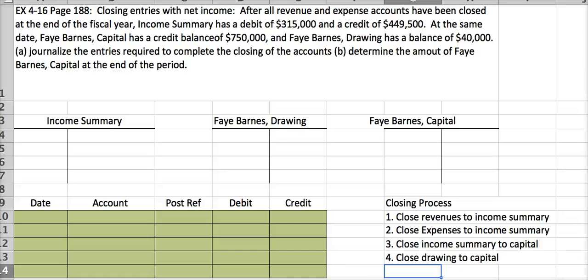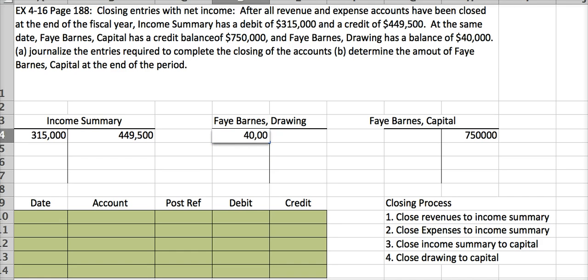All right, let's look at what they've given us here. They have told us that after all revenue and expense accounts have been closed, so they've done step 1 and step 2 for us, then income summary has a debit of $315,000, so I would need to look at my T accounts to do this. I recommend that you do the same thing, draw out some T accounts when you're working these problems. And a credit of $449,500. At the same time, capital has a credit balance of $750,000, that's our beginning balance that never gets closed. And drawing has a balance of $40,000.